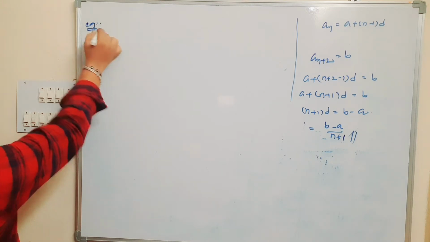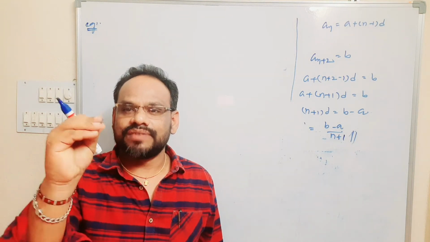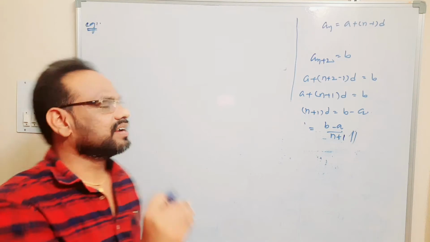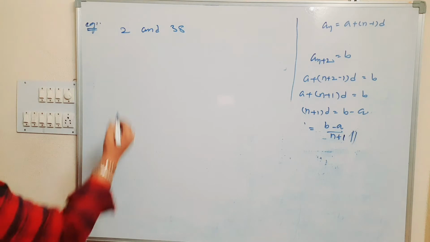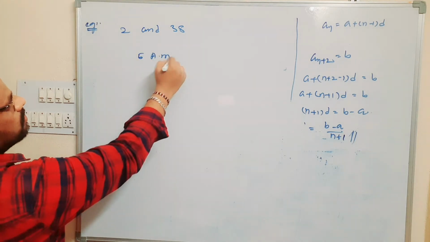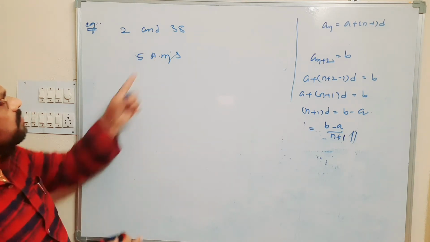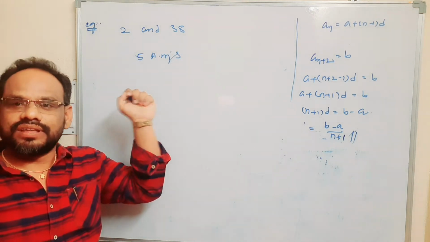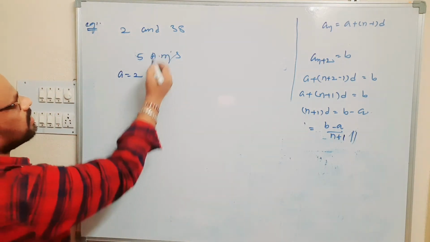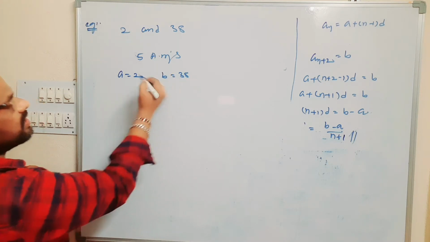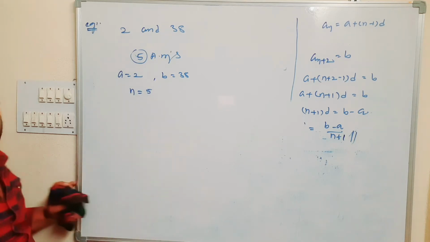One example. If you insert 5 arithmetic means between 2 and 38, given numbers 2 and 38, insert 5 AMs. What are the numbers? That means here a is equal to 2 and b is equal to 38. Here n value, how much? n is equal to 5.